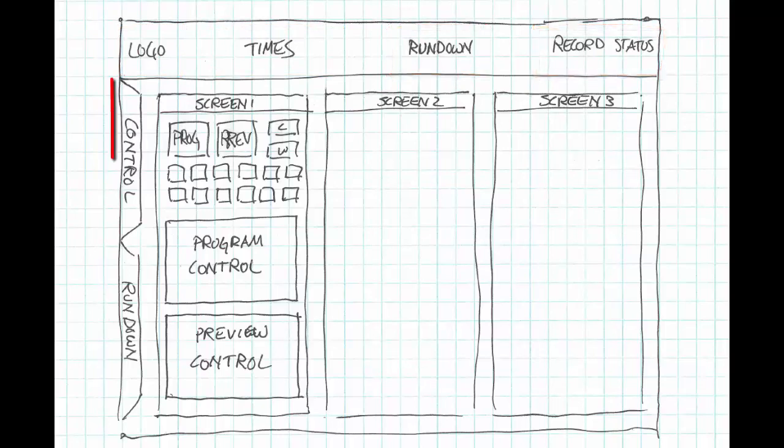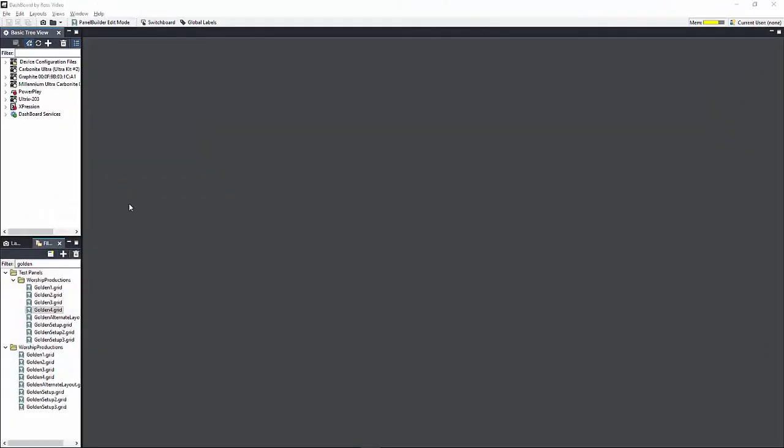On the left, I want to have 2 drawers, one to control some devices like lights, and one to set up my rundown for the show. So now that we have a design, let's go over to DashBoard, and I'll show you the first steps I usually take whenever I'm creating a custom panel like this.